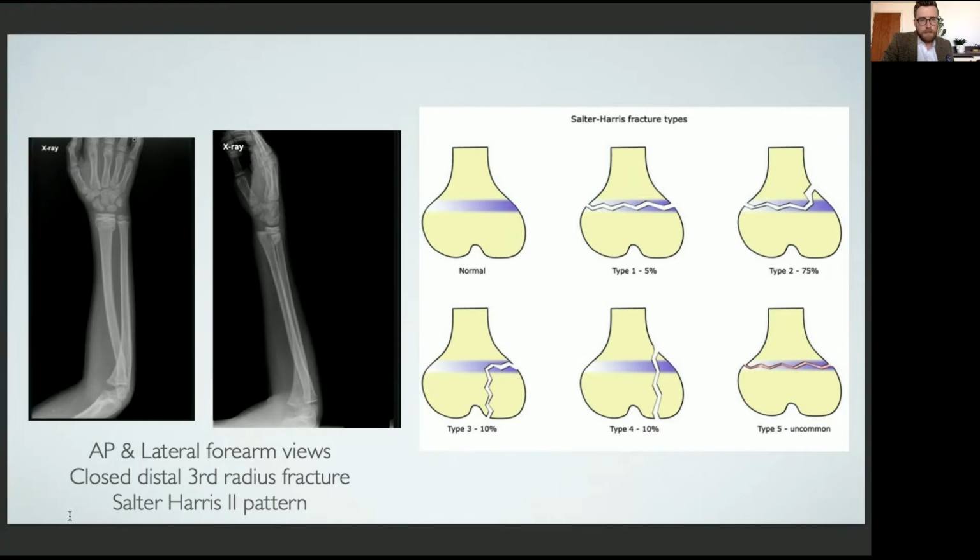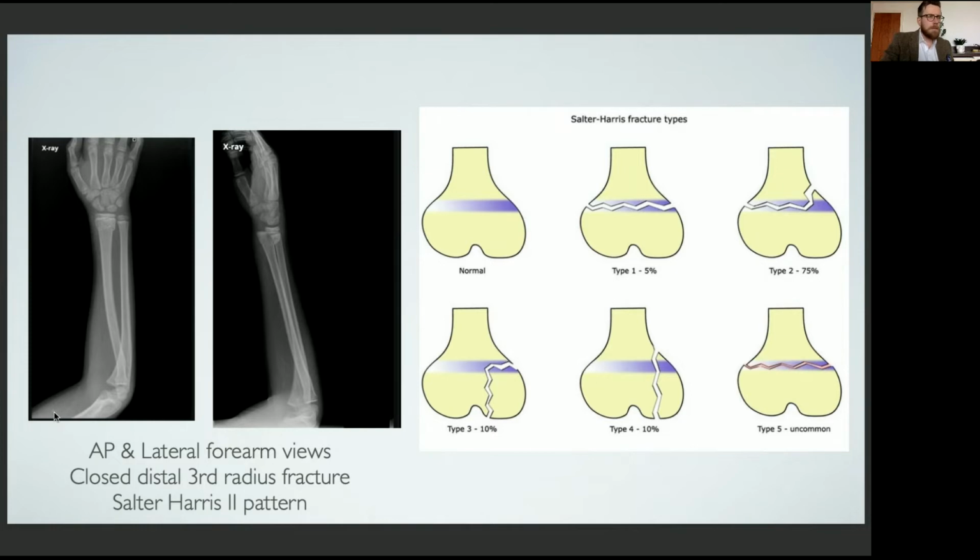to describe this x-ray on the left, what I would say is that this is an AP and lateral forearm view of a skeletally immature individual. I would confirm when this x-ray was taken and that it was the most recent film available and confirm the patient identity. The most obvious abnormality on this film is a closed fracture of the distal third of the radius, demonstrating a Salter-Harris 2 pattern.